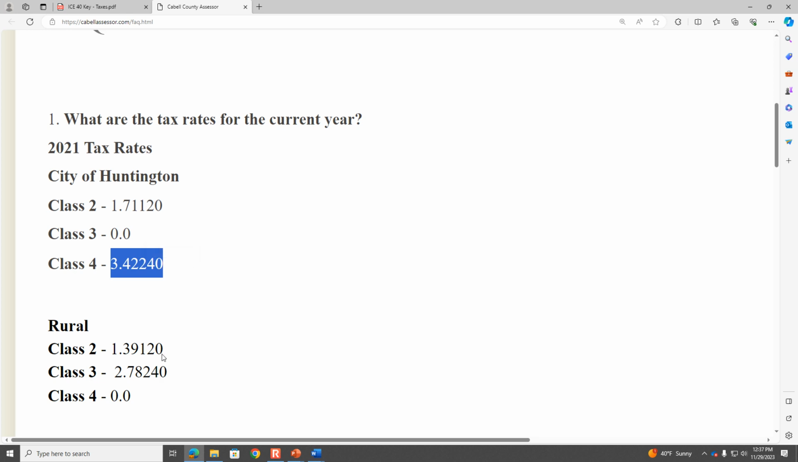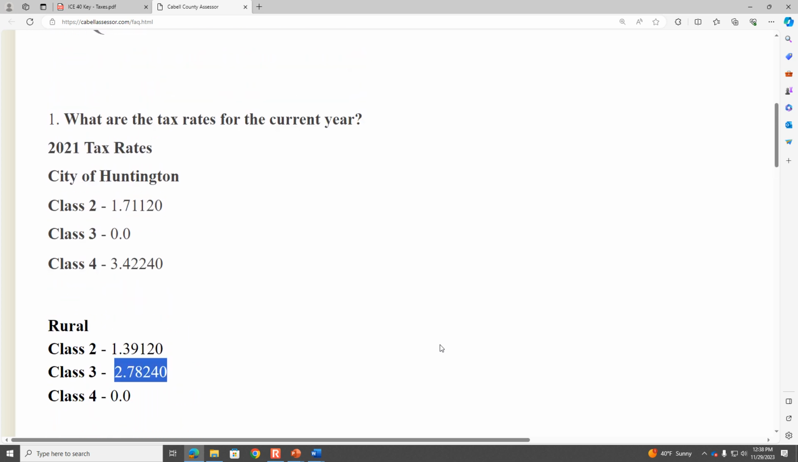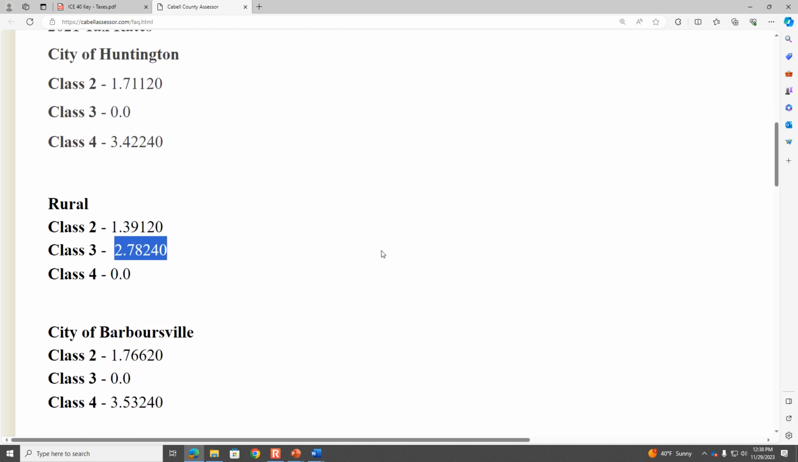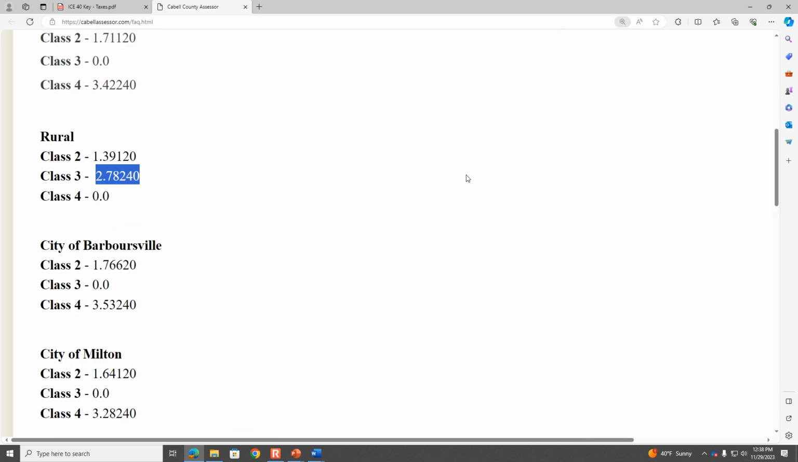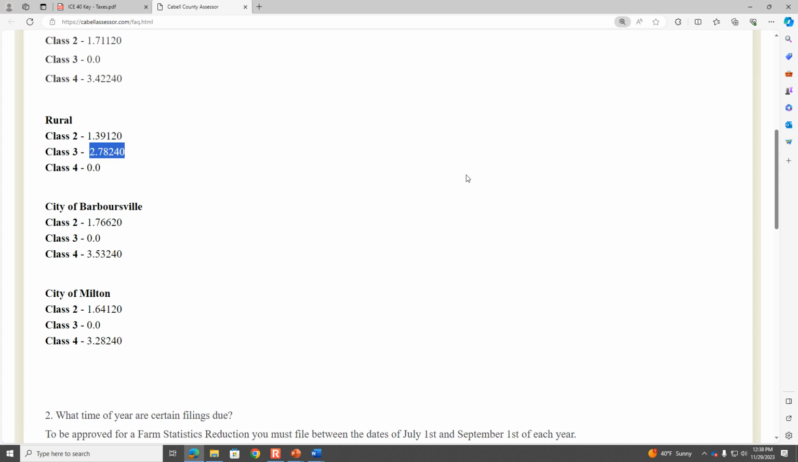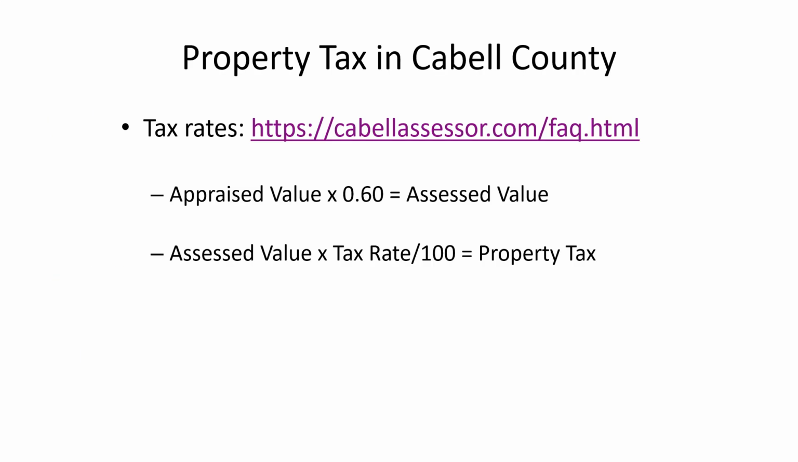And the same thing is true in rural areas. Class 2 applies to owner-occupied, class 3 applies to occupied by renters. The other urban areas, with quotes, besides Huntington are Barboursville and Milton. So those, Barboursville, Milton, and Huntington are the only cities in Cabell County. And then there's the rural areas as well. And each of them follows this pattern of a certain percentage being higher for the renter occupied.